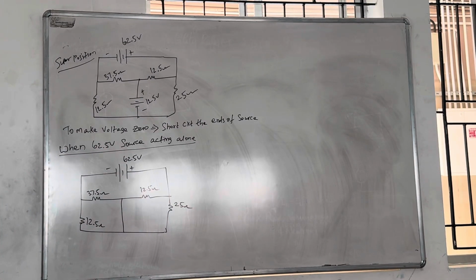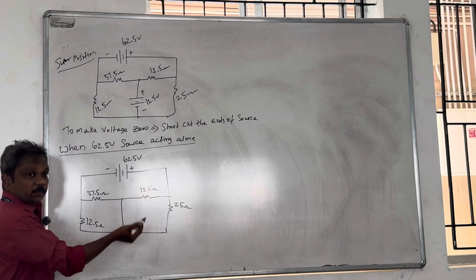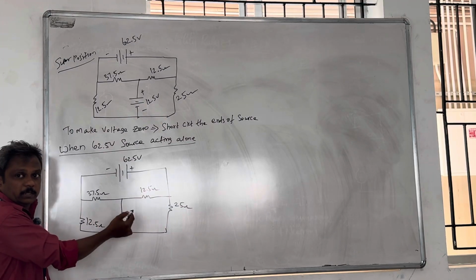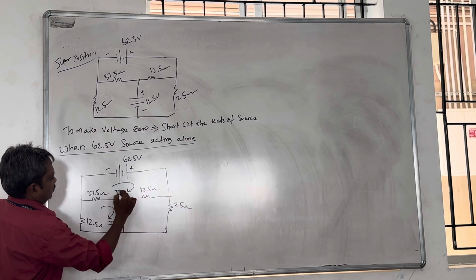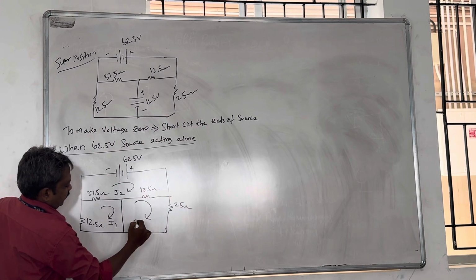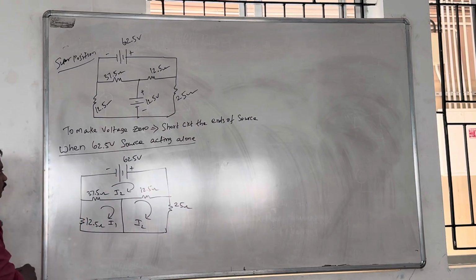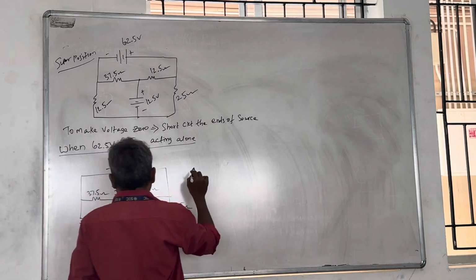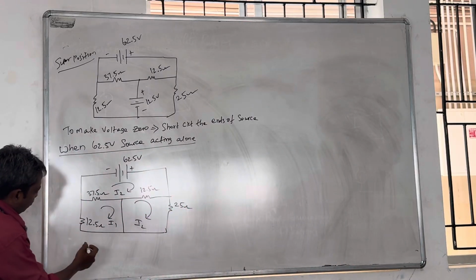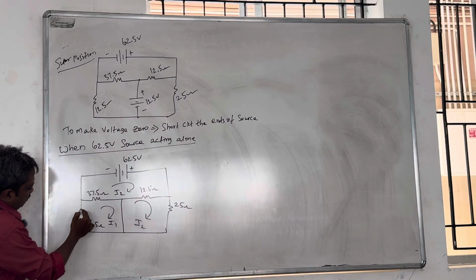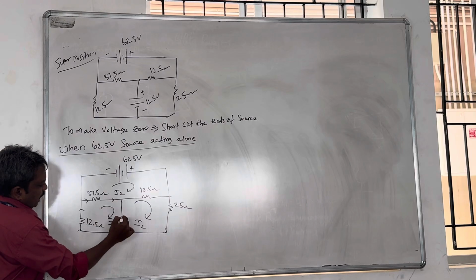So, how many meshes are you having now? 3 meshes: 1, 2, 3. Okay. You assume a mesh current for each mesh, I1, I2, I3. Now, you write the equation for each mesh. Here, I have assumed clockwise direction. Okay.